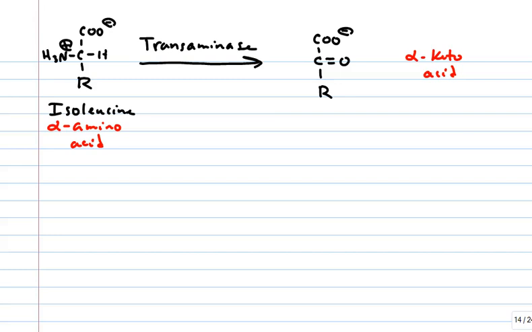I think you should know this because, especially for the MCAT, transaminases convert alpha amino groups to alpha keto groups. So by a complicated mechanism we're not going to go over, this amino group is gone and we have in its place a carbonyl. Again, not easy chemistry to do, but transaminases can do this fairly well.